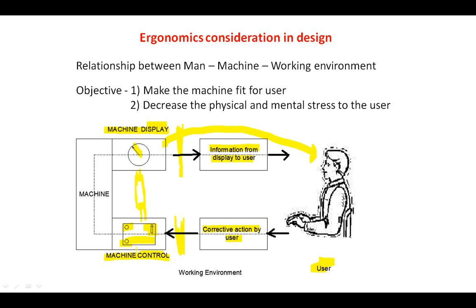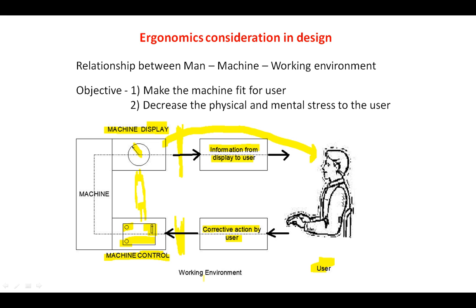A control should be placed at such a height or such a position that the user can operate it. If a control is to be operated by hand, then it should be placed at a proper height. If it is to be operated by foot, then it should be placed properly so that the user can operate it by foot. Okay, so this is the man machine closed loop system.